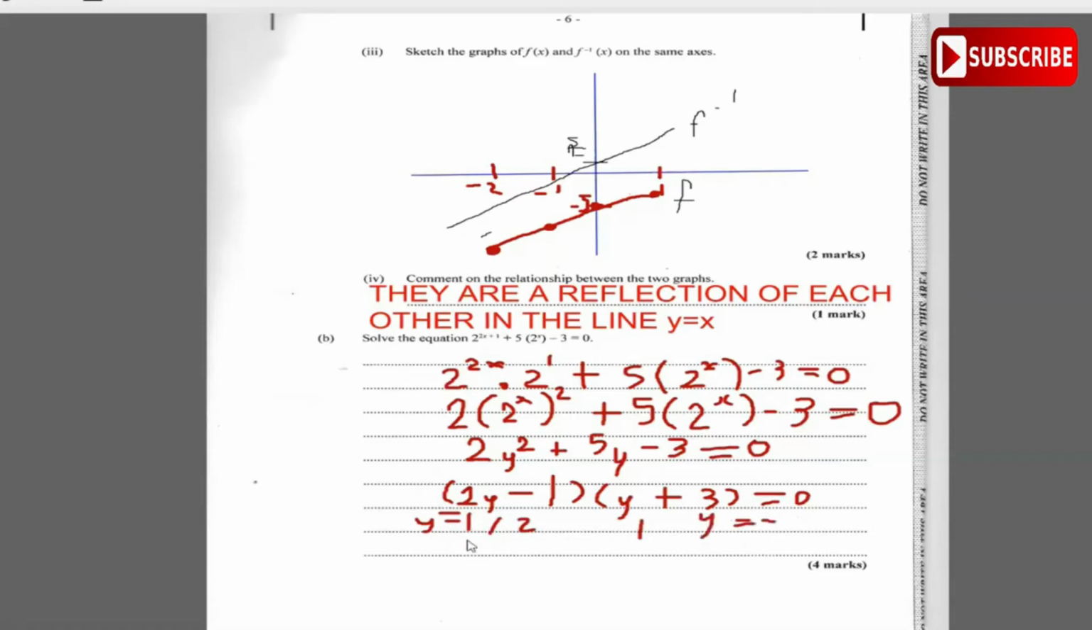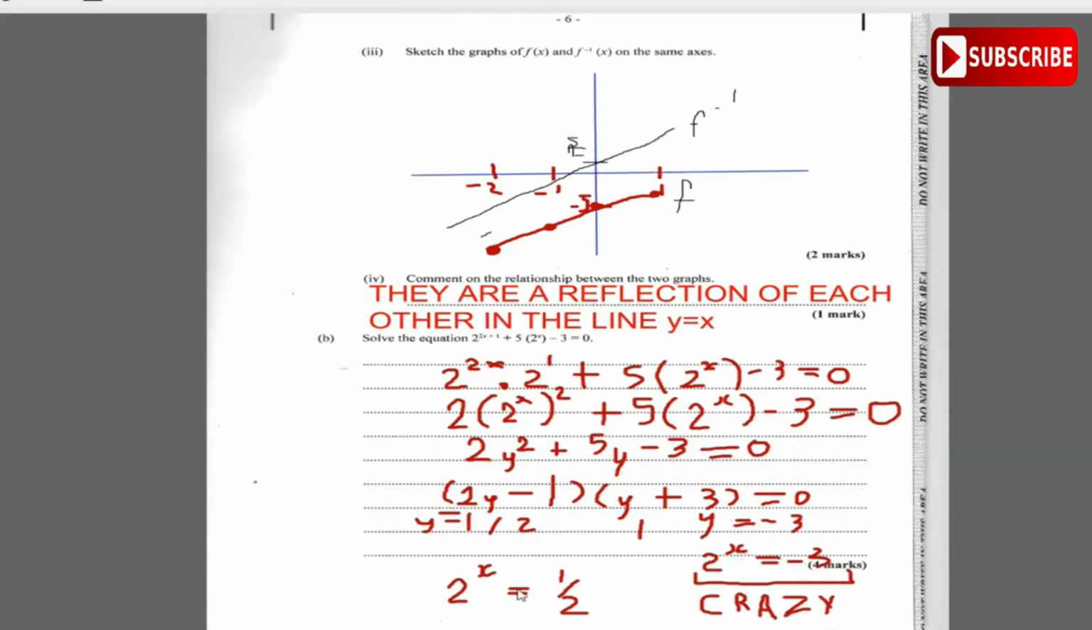If y is equal to a half, remember y is 2 to the x. So what we're saying is 2 to the x is equal to a half. And from here, we're saying 2 to the x is -3. Now 2 to the x can't equal -3. So what are you going to write? You can just write: that's crazy. Don't be afraid to express yourself. You can't raise a number to a power and get a negative result.